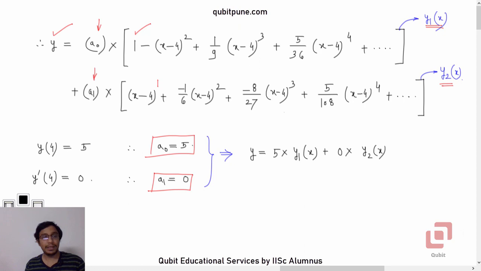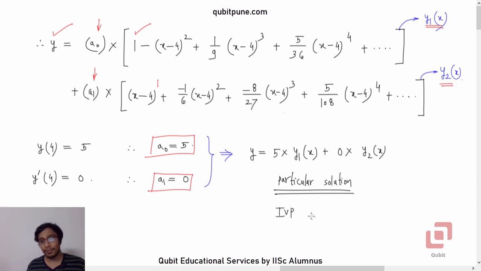So this now gives us a particular solution. This particular solution applies for the initial value problem with conditions y of 4 equal to 5 and y prime of 4 equal to 0. These were given in the problem. So y is 5 times y1 plus 0 times y2.